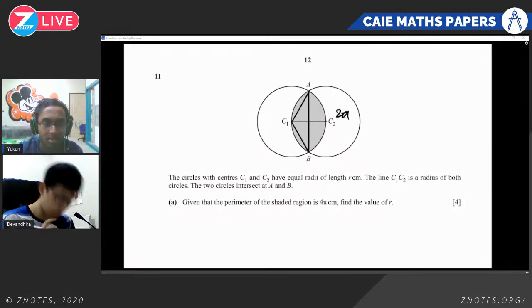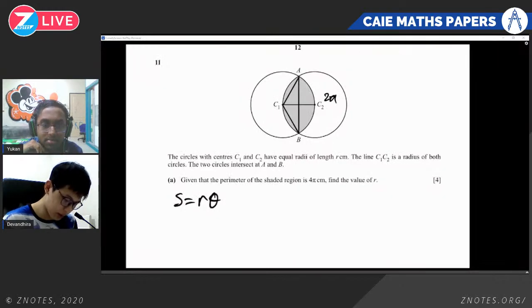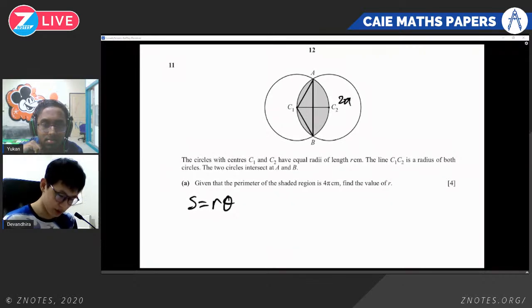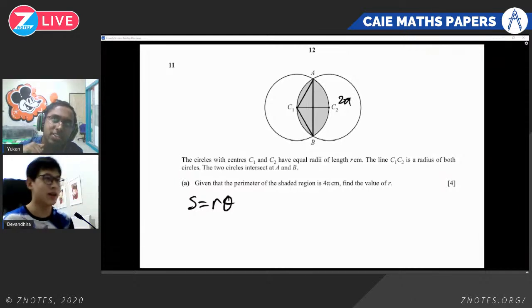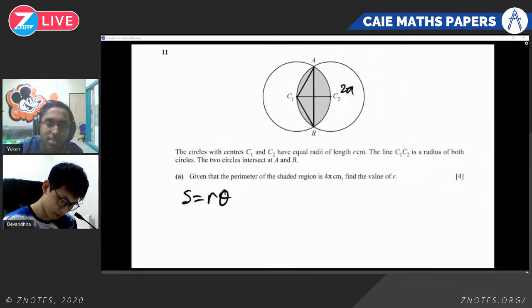And now what? With that, s equals r theta. This r theta is the equation to find the length of the arc of a circle, correct? So now we don't know theta, and we don't know r.